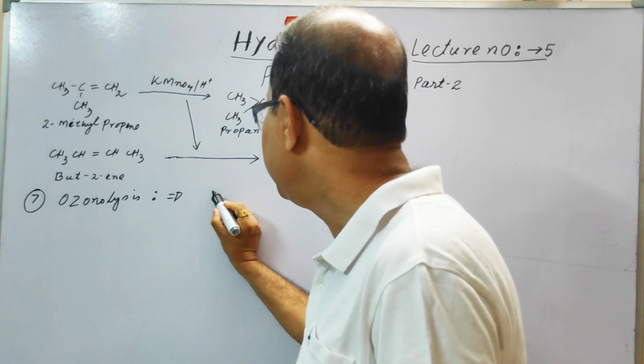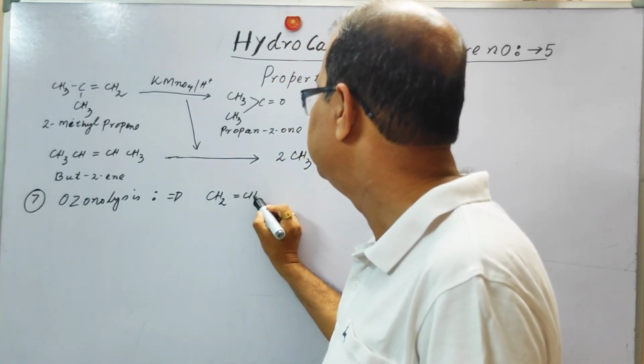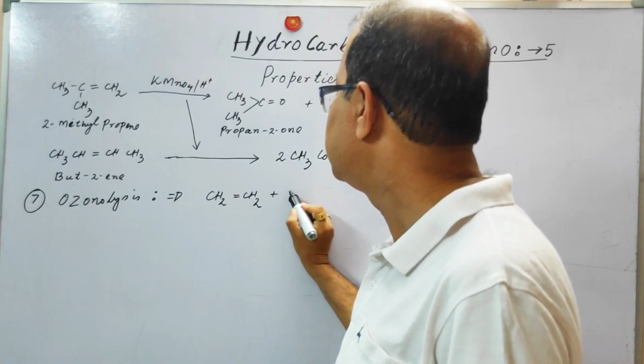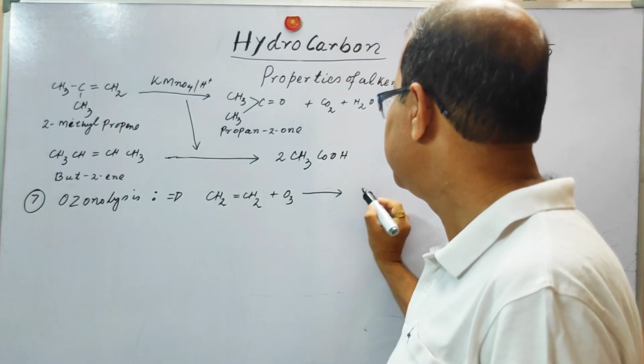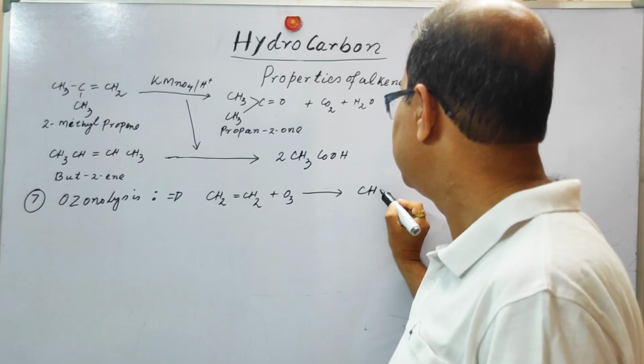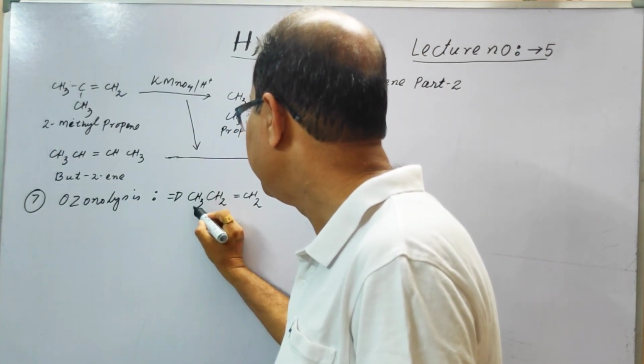As for example, we have taken ethene plus ozone molecule, and it is going to produce... Now we are not taking ethene, we are taking propene.